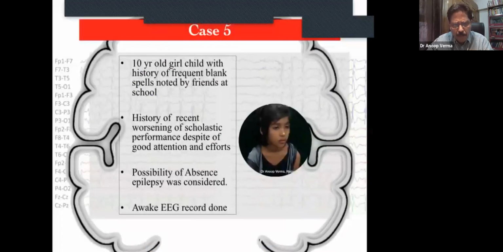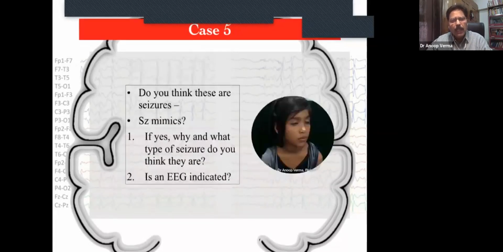Another patient is in front of you, a 10-year-old, with frequent blank spells noted by the school. There was a recent worsening of scholastic performance. The possibility of absence epilepsy was considered, and an awake record was done in this patient. Do you think that this is a seizure or a seizure mimic?